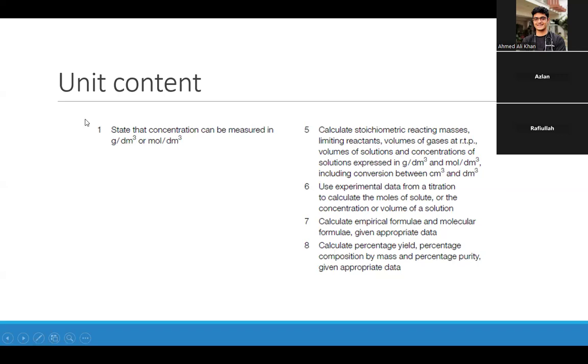So this is the unit content. We'll be covering this over the next 2 to 3 weeks.